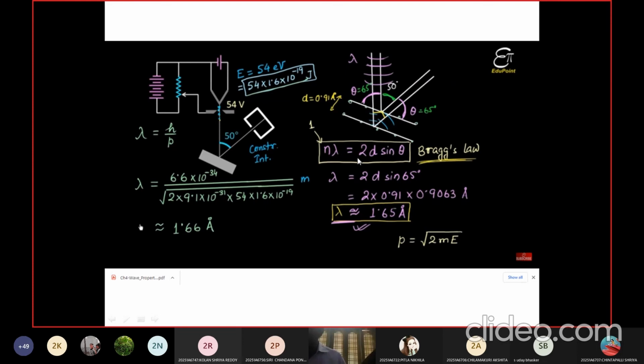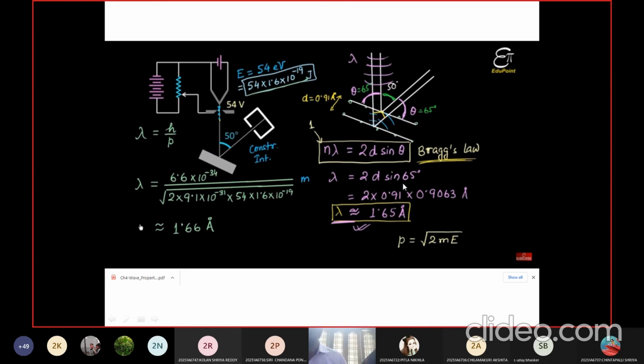From Bragg's law, the path difference between this ray reflecting from the first plane and the one which is getting reflected from the second plane is 2d sine theta. And if this path difference is equal to n lambda, then you will have constructive interference. I'll take n is equal to 1 in this case. So lambda is equal to 2d sine 65.